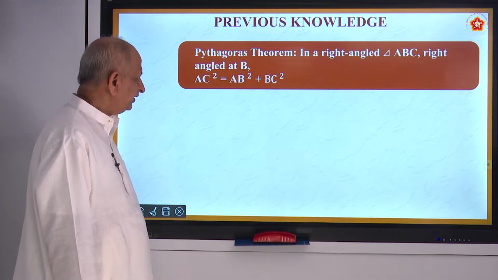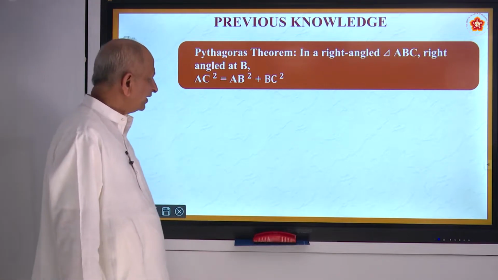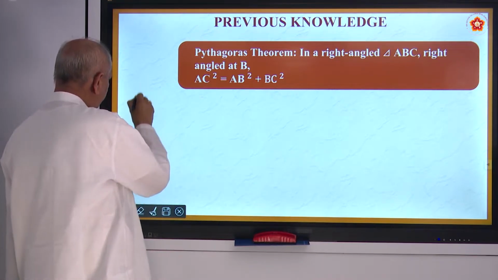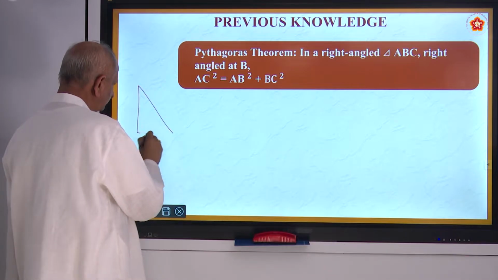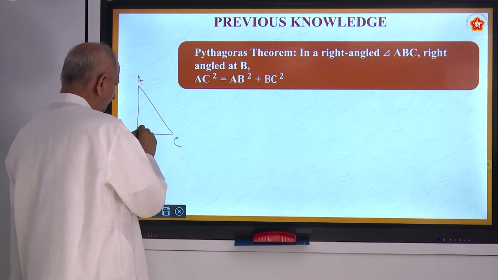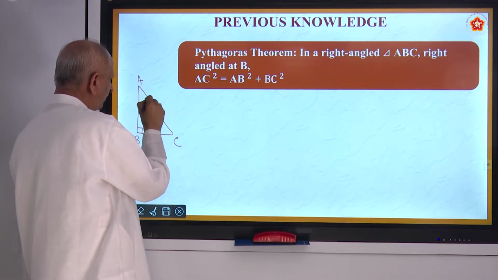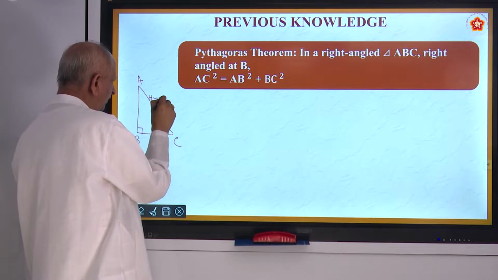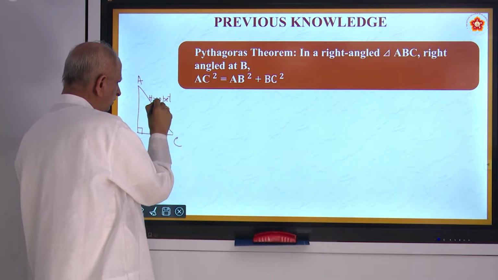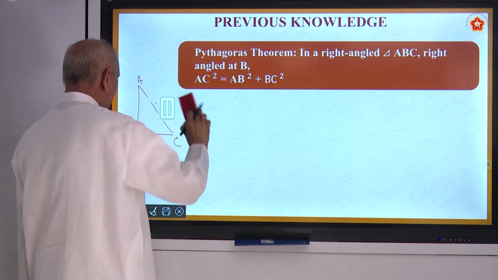For that we have already studied the Pythagoras theorem in a right angle triangle: the square on the hypotenuse is equal to the sum of the squares of the other two sides. If it is right angle at B, AC square, this is called hypotenuse, the longest side in a right angle triangle. Hypotenuse, that is the longest side, right?